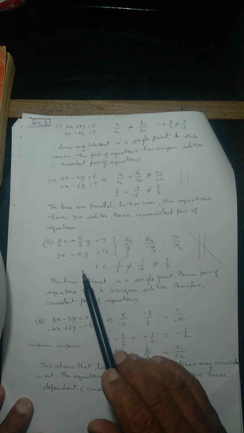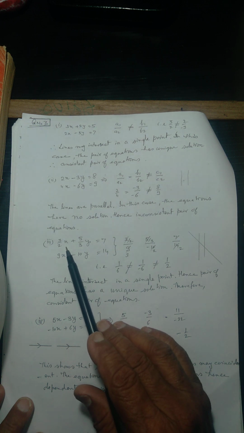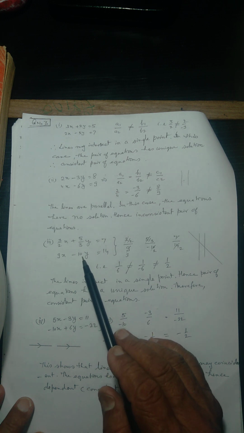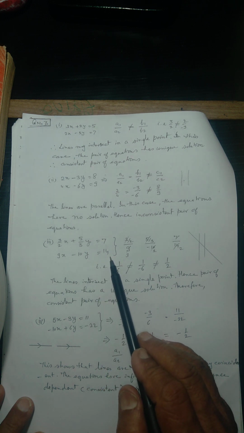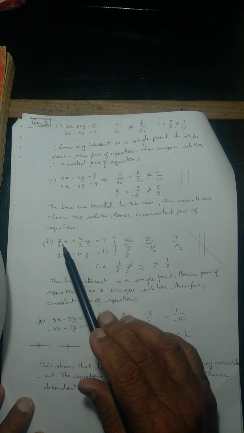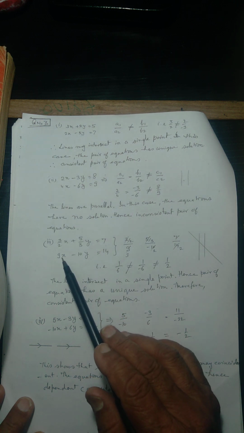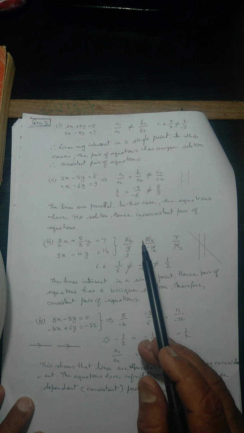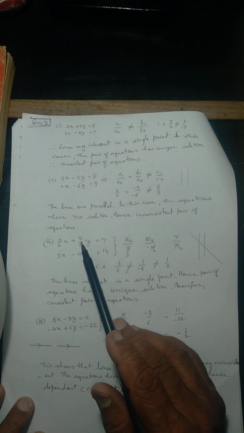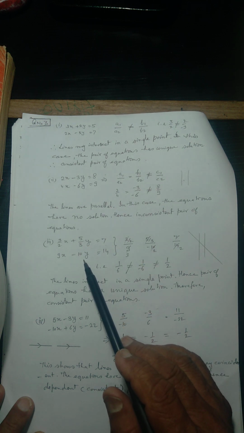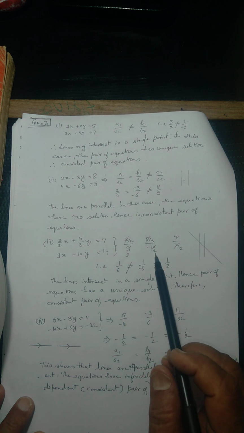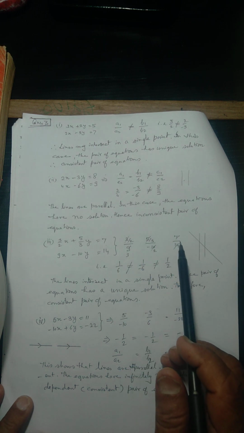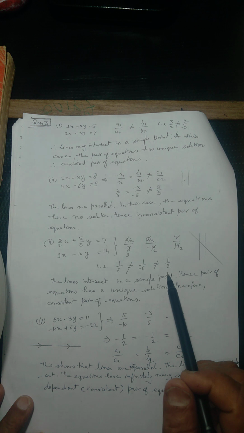Now proceed to the third part. 3 by 2 x plus 5 by 3 y equal to 7, 9x minus 10y equal to 14. So, take the coefficient of x here and here. 3 by 2 by 9, solve it, you will get 1 by 6. Similarly for this, 5 by 3 whole upon 10, you solve it, you will get 1 upon minus 6. 7 by 14, that is c1 by c2, you will get 1 by 2.